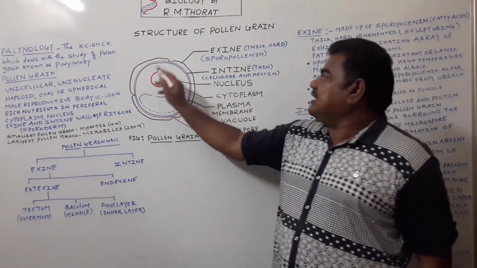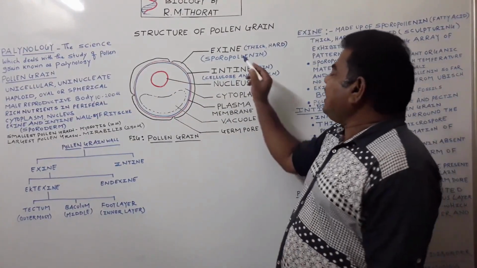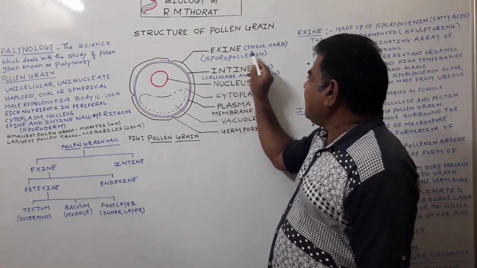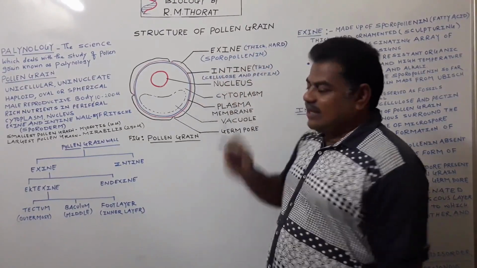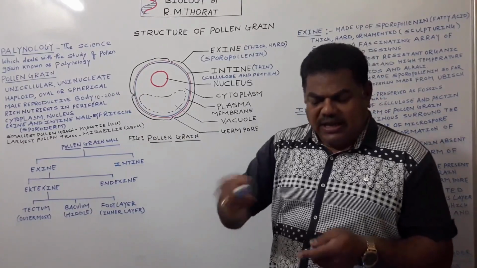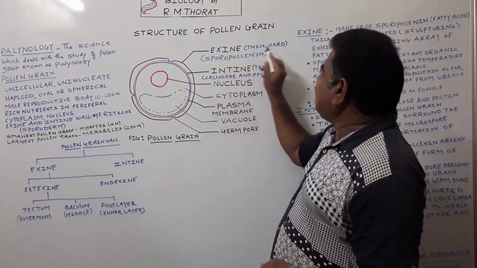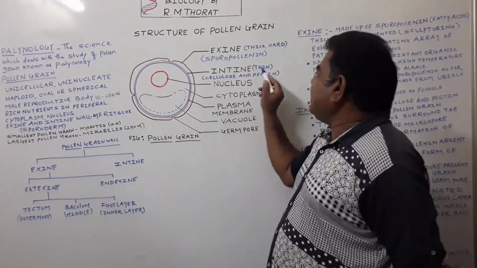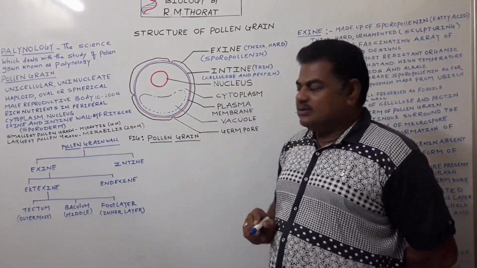Now see the detailed structure of this pollen grain. Pollen grain consists of this wall, we call it exine, and this wall we call intine. Ex means outer, and in means inner. Exine is thick, hard, and made up of sporopollenin, and intine is thin, made up of cellulose and pectin.